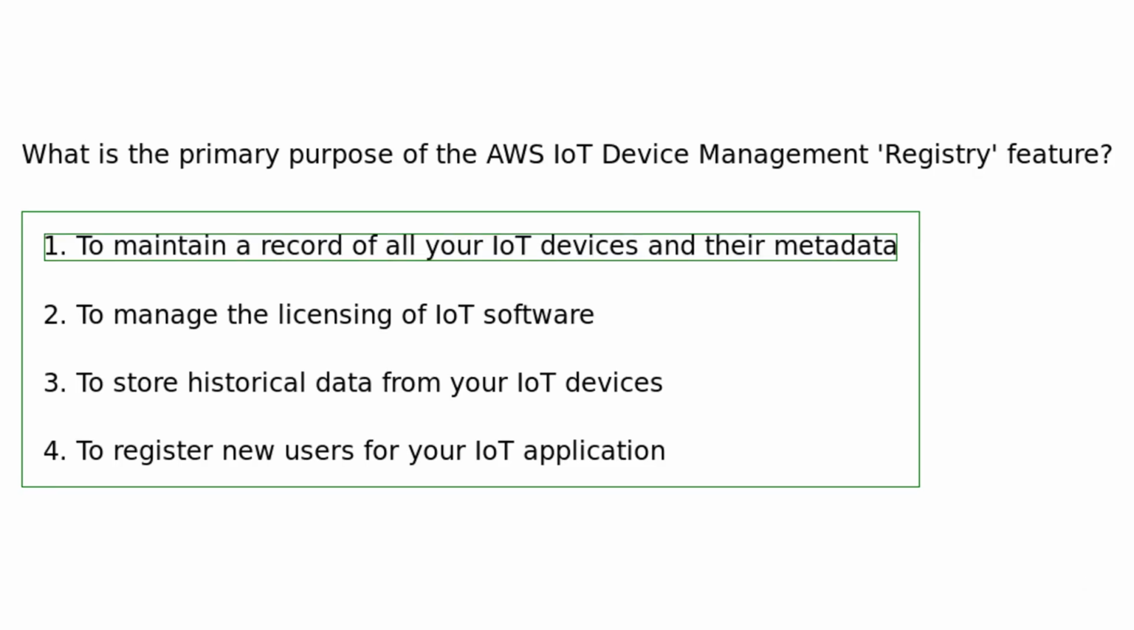The registry feature in AWS IoT Device Management maintains a record of all your IoT devices and their metadata. It helps you keep track of all devices in your fleet, their attributes, and certificates.